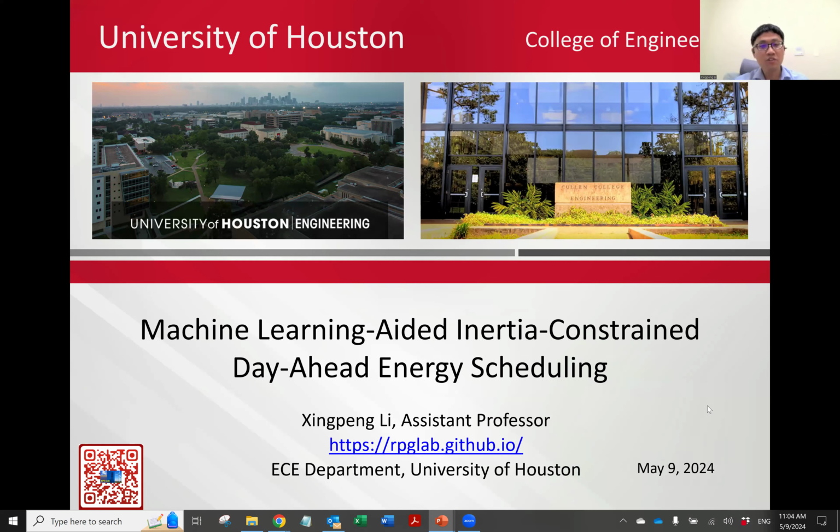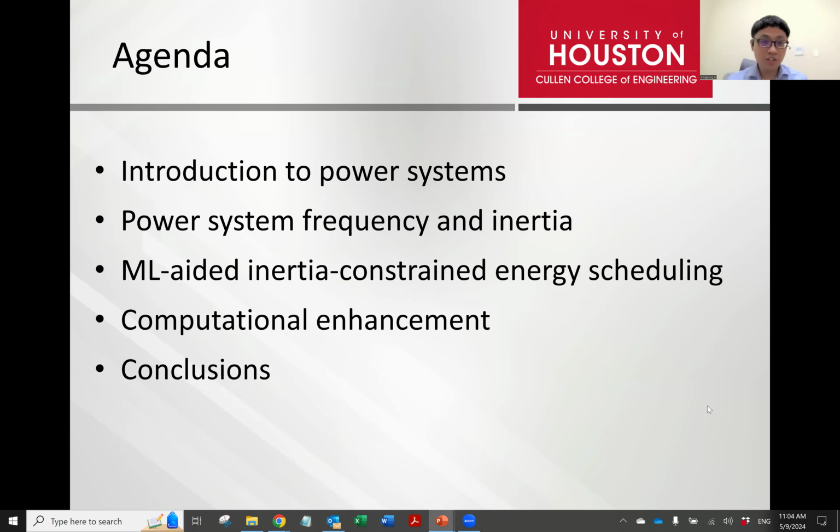The title for my presentation is Machine Learning Aided Inertia Constrained Day-Ahead Energy Scheduling. I'll first give a quick introduction to power systems, then briefly explain power system frequency and inertia. Then I'll jump ahead to the main idea, Machine Learning Aided Inertia Constrained Energy Scheduling. Then I'll talk about some strategies to enhance computational efficiency so that we can solve the proposed inertia constrained energy scheduling problem in a timely manner. Finally, I'll draw the conclusion at the end.